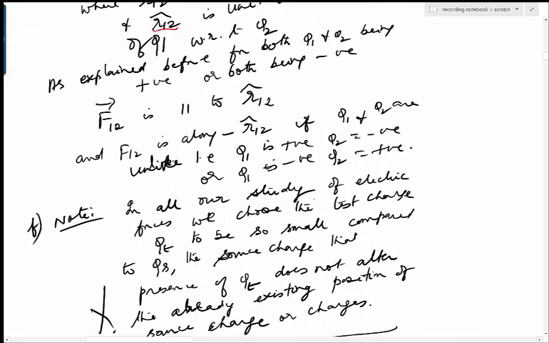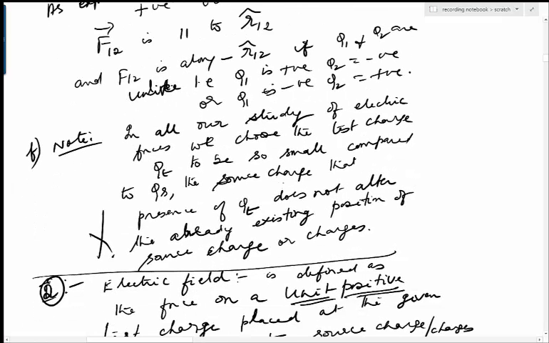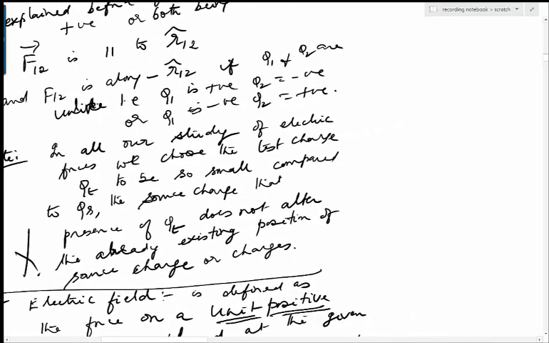Note, in all our study of electric forces, we choose the test charge Qt to be so small as compared to Qs, the source charge, that the presence of Qt does not alter the already existing position of the source charge or assembly of source charges.